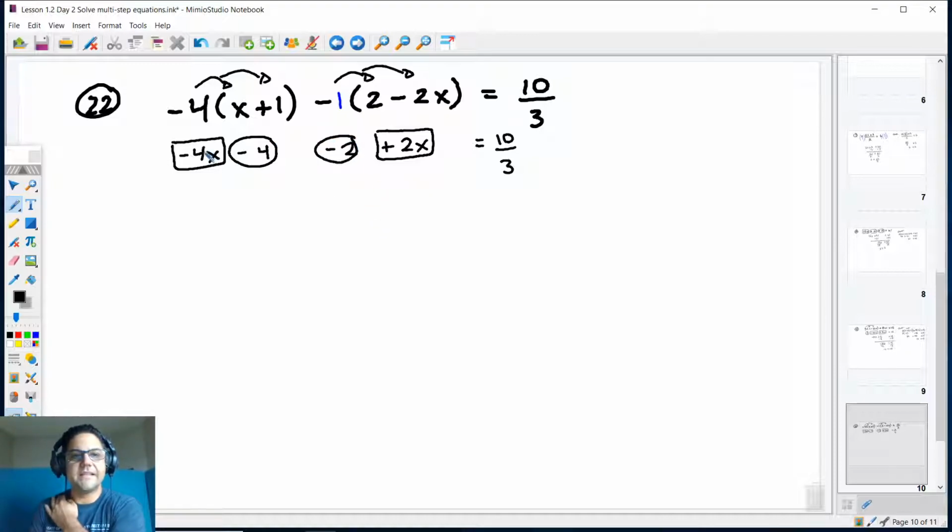All right, for my x's, I've got a negative 4x and a positive 2x. That means I'm going to have a negative 2x, because they're different signs, so I subtract and take the sign from the greatest absolute value. Negative 4 and negative 2 gives me negative 6.